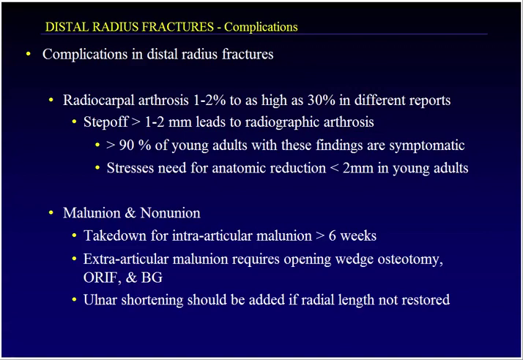Malunions and non-unions: if you have an intra-articular malunion, you should consider taking that down greater than 6 weeks out. If you have an extra-articular malunion, typically a marked apex volar angulation of the distal radius, that is going to require an opening wedge osteotomy dorsally, stable plate fixation of the distal radius, and bone grafting. You also can consider doing ulnar shortening if you cannot anatomically restore the radial length.